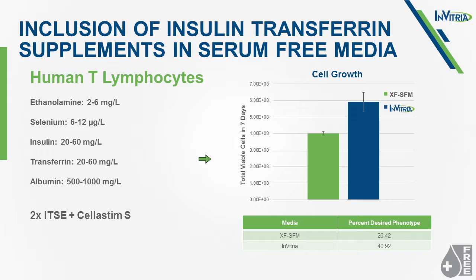And in terms of the desired phenotype, the client actually had a very specific requirement of these T cells in terms of their phenotype. They knew which phenotype was driving potency of their cell product. And so as you can see, we actually saw a very nice increase in the percent of the desired phenotype that was coming out of that expansion process.